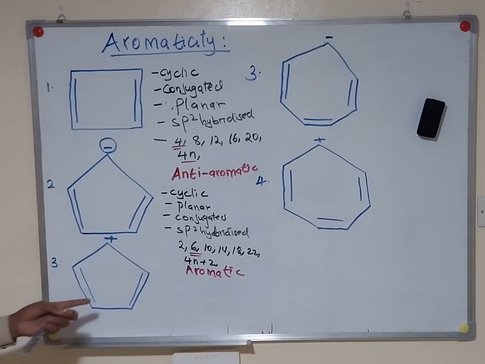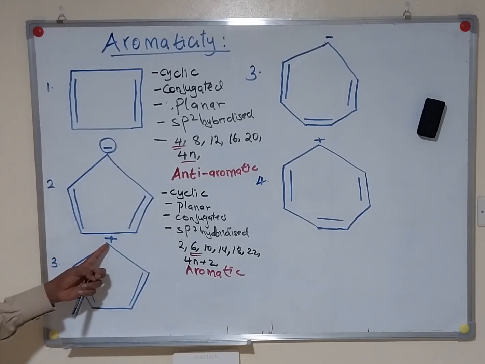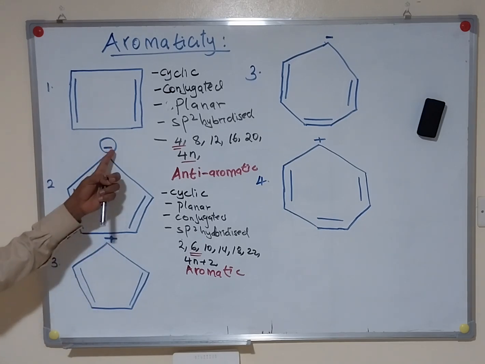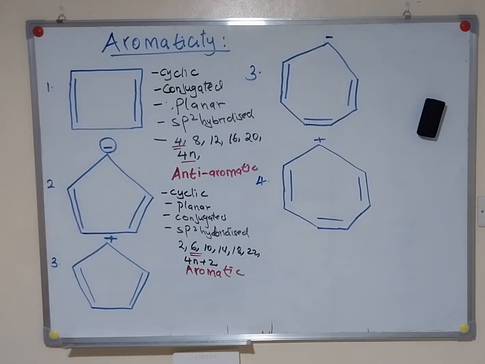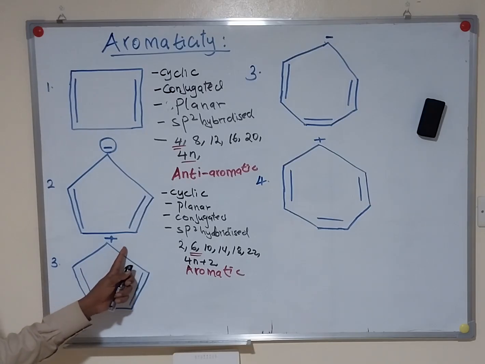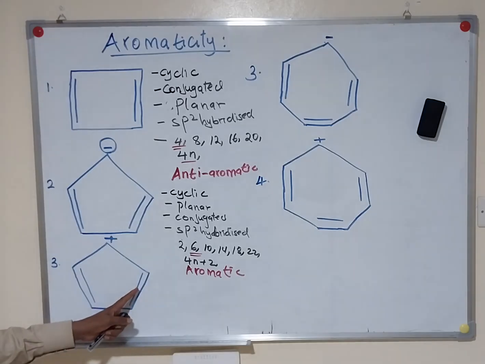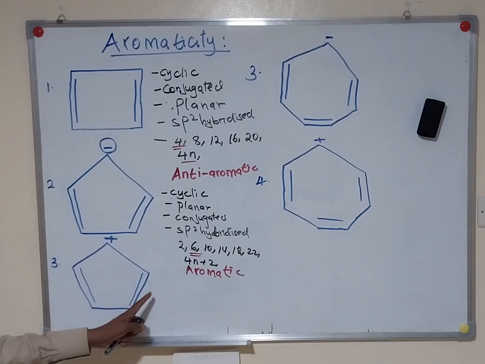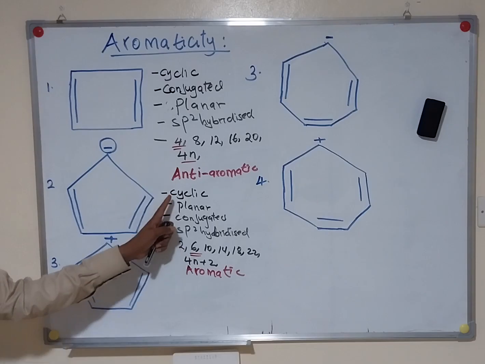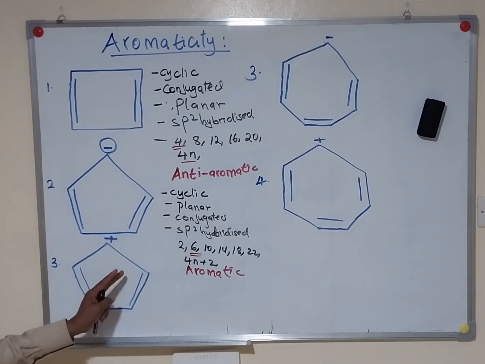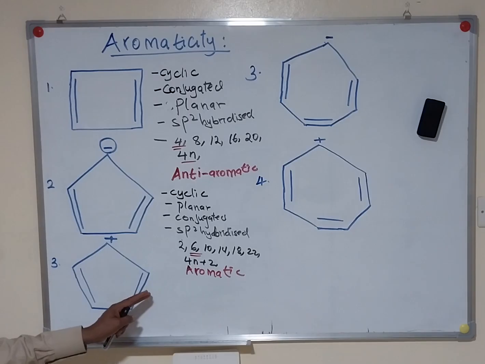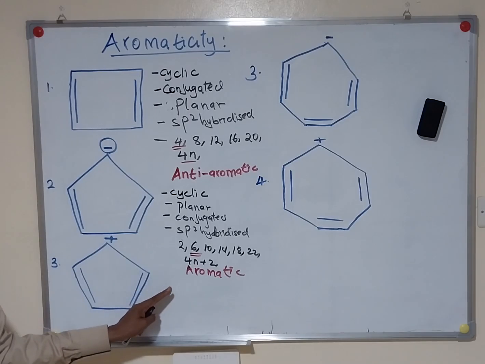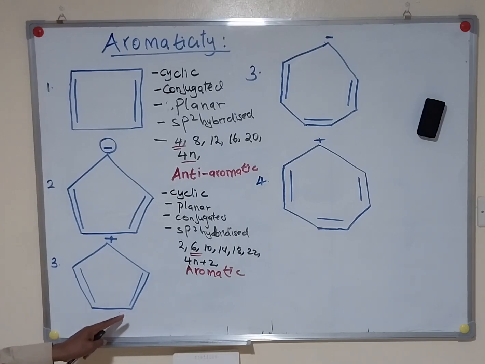Okay, this one is similar to this. The only difference is that we have got a positive here and here we have got a negative. For negative, we said you count 2 pi electrons, and for positive, you count no pi electrons, which means this one has 4 pi electrons, 2 pi bonds times 2. This compound is still cyclic, planar, conjugated, and sp2 hybridized, but it follows the 4n rule, which classifies the compound as anti-aromatic.